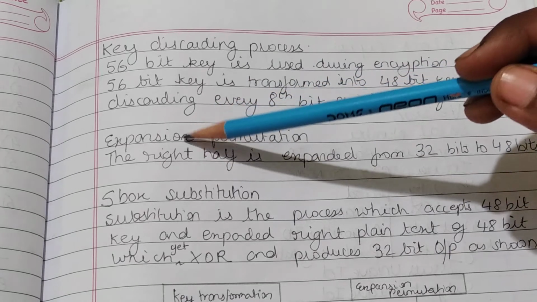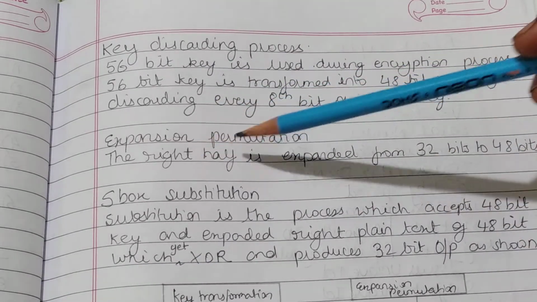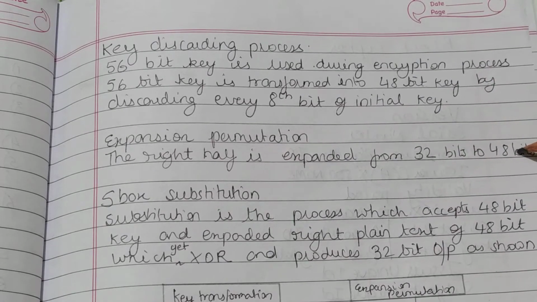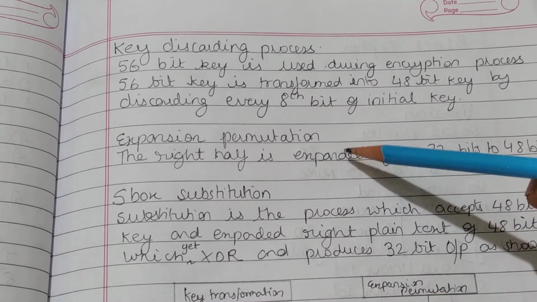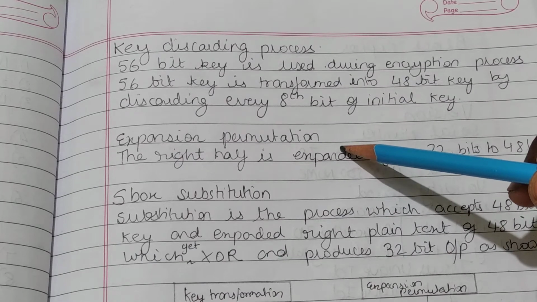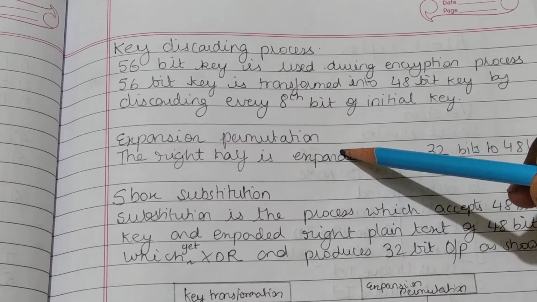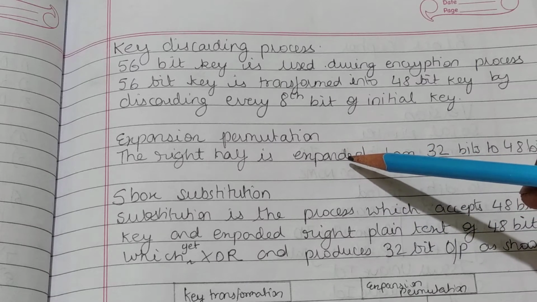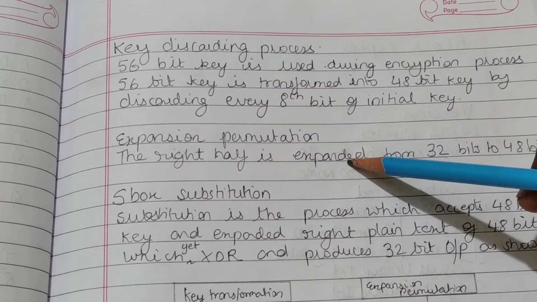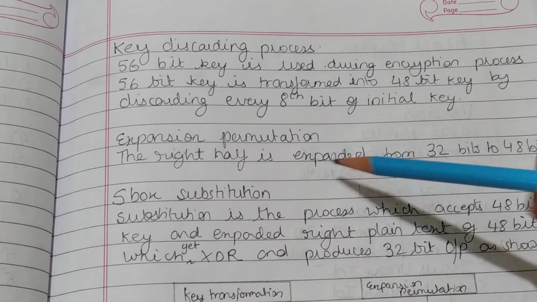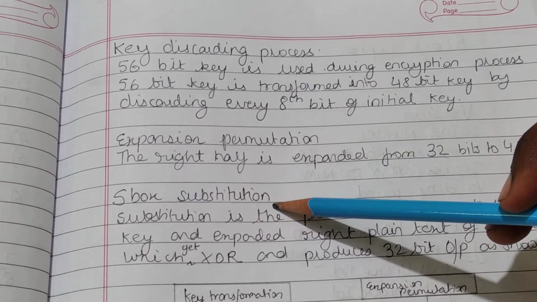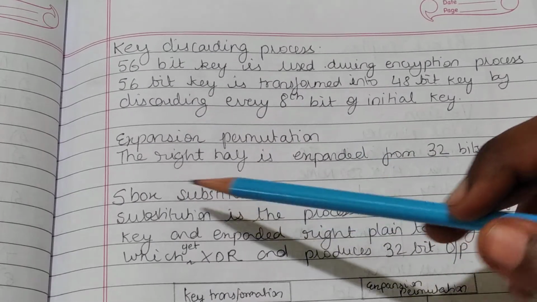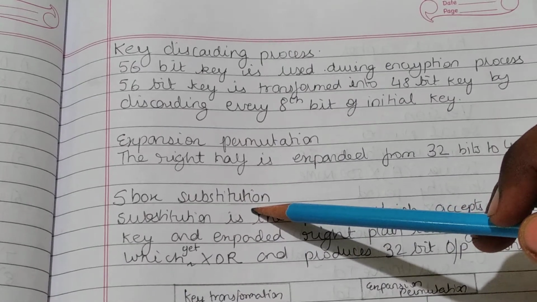Then we come to expansion permutation. The right half is expanded from 32 bits to 48 bits. During this process, the bits are permuted, hence called expansion permutation. The resulting output of this process is given to the next step, which is the S-box substitution. So the output of the expansion permutation is the input for the S-box substitution.